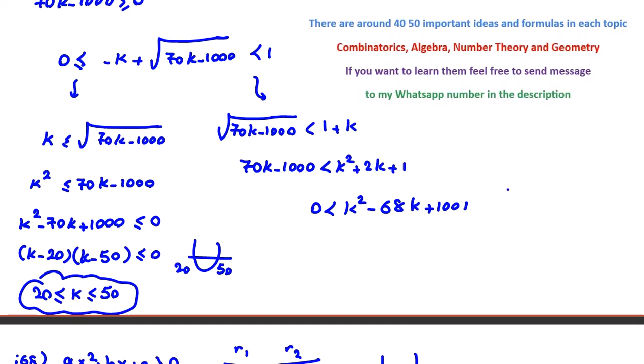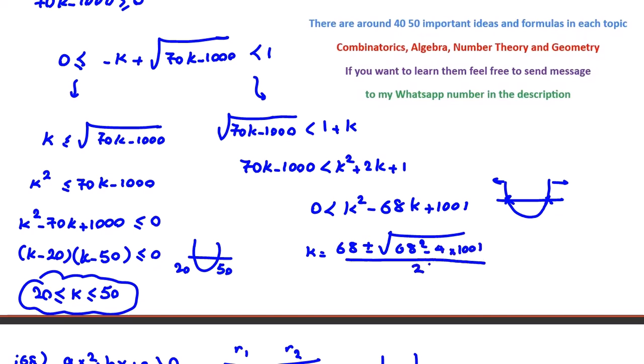Okay, here this is a quadratic polynomial. If we find the roots, then we know that before that and after that, it is positive. So we need to find the roots. k equals 68 plus minus, I told you the quadratic formula, square root of 68 squared minus 4 times 1001, over 2. So we can divide both numerator and denominator by 2, so it will be 34 plus minus the square root of 34 squared minus 1001, okay?